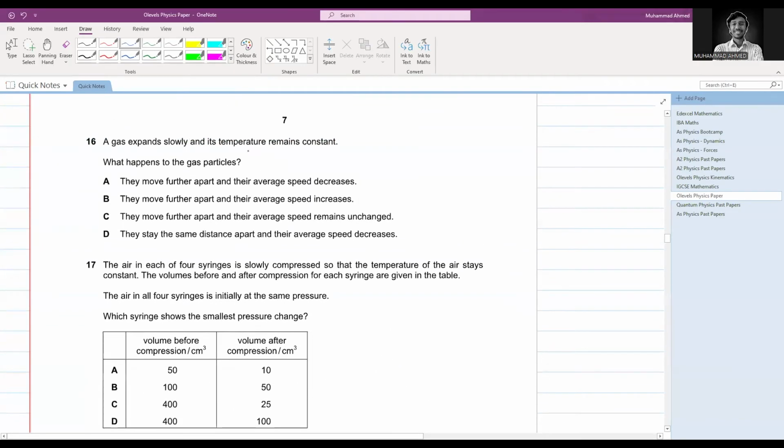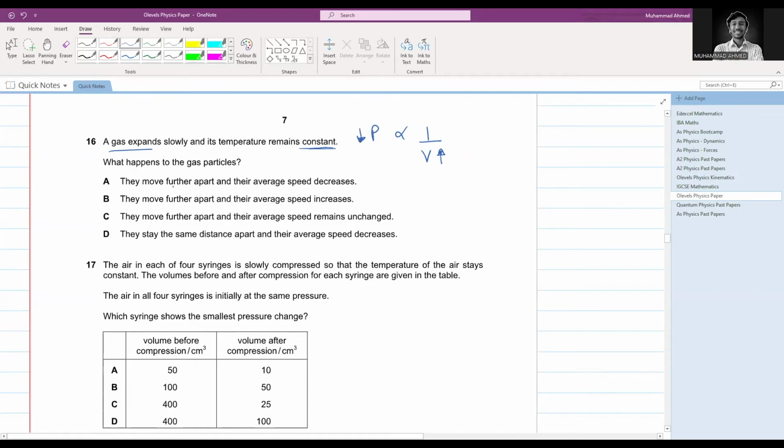A gas expands slowly and its temperature remains constant. Whenever the temperature remains constant, what happens? Boyle's law is applicable. Pressure is inversely proportional to volume. And since the gas is expanding, the volume will be increasing. Pressure might be decreasing. Let's see whether we have any options like that.